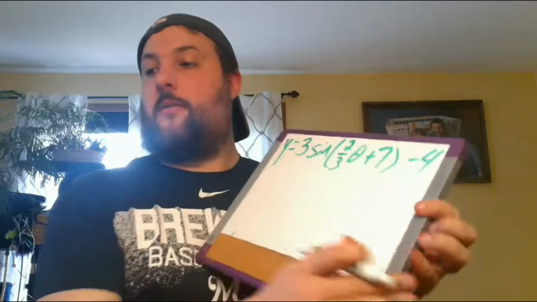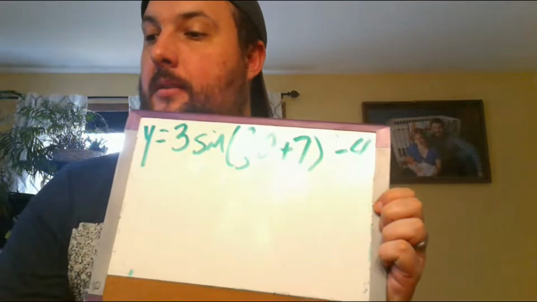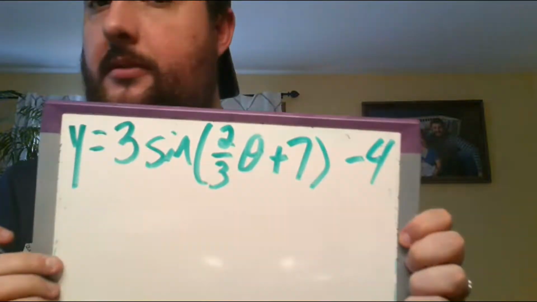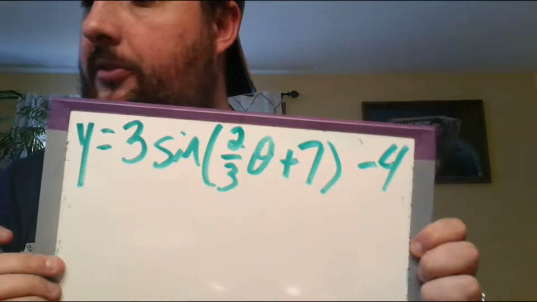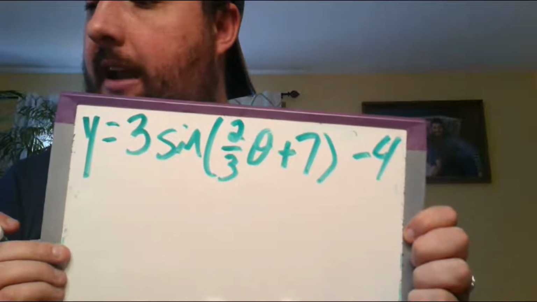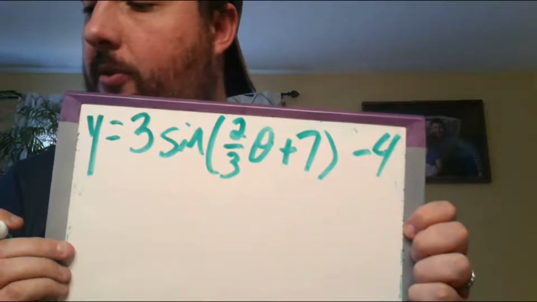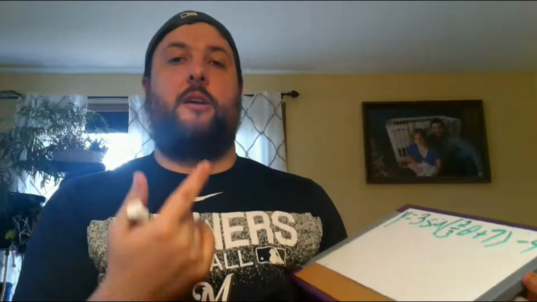So let's make something up here. I know on the quiz they use this theta variable. So I have y equals 3 sine of 2/3 theta plus 7, minus 4. The three things you have to be able to calculate on this quiz are the amplitude, the period, and the equation for the midline.